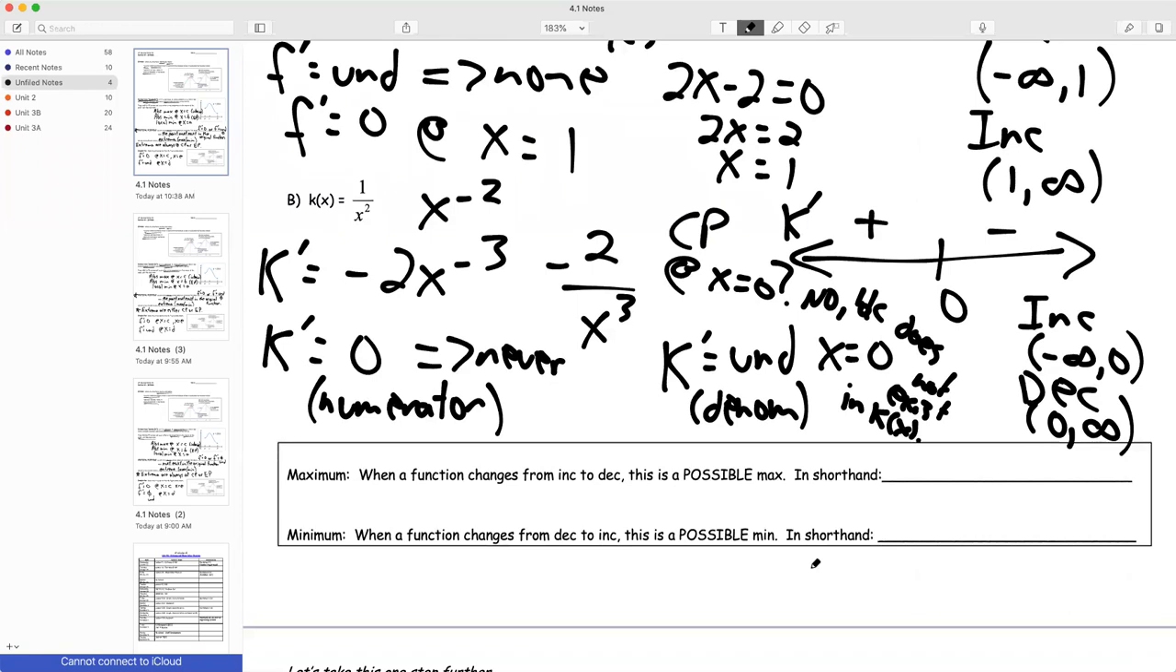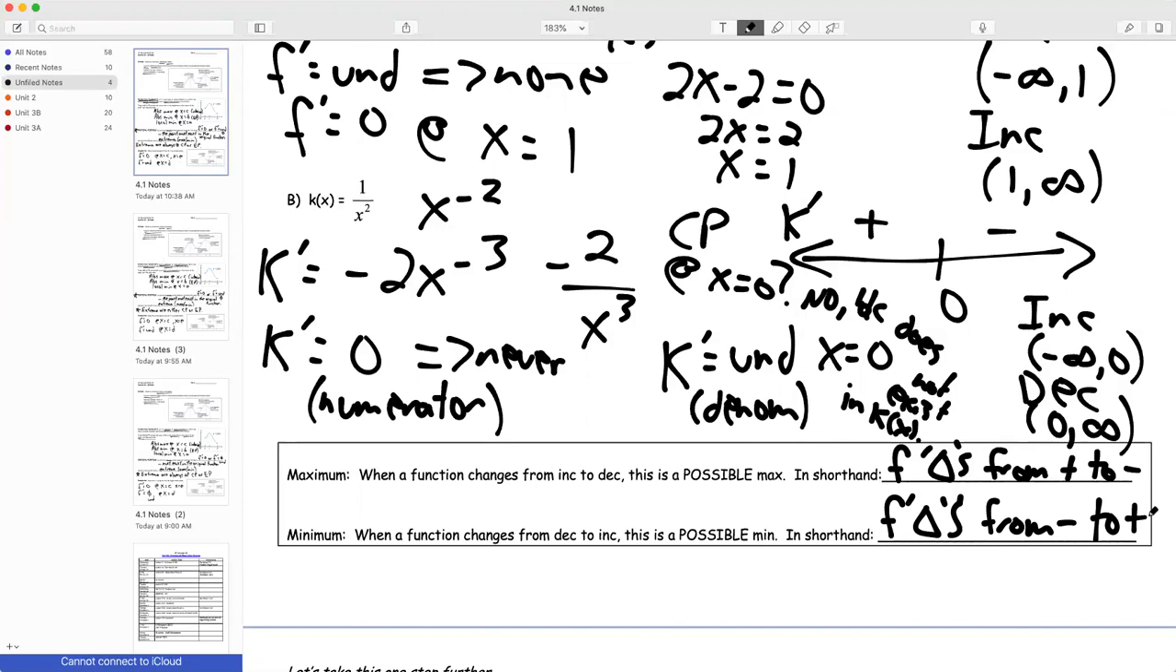So when a function changes from increasing to decreasing, this is a possible maximum. And in shorthand, we can say f prime changes from positive to negative. And when a function changes from decreasing to increasing, this is a possible minimum. In shorthand, we would say f prime changes from negative to positive.